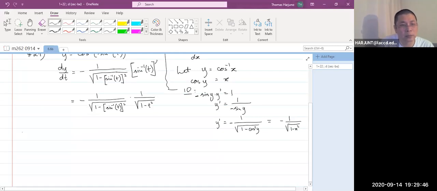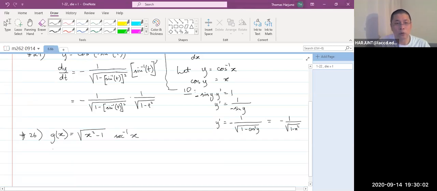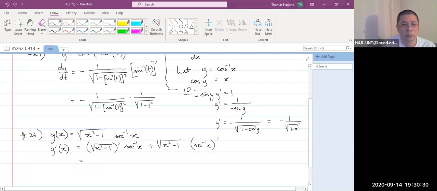Number 26. g of x equals square root of x squared minus 1 times secant inverse x. So g prime of x will be the derivative of square root of x squared minus 1 times secant inverse x, plus square root of x squared minus 1 times the derivative of secant inverse x. This will be x over square root of x squared minus 1 times secant inverse x plus, can you verify that?